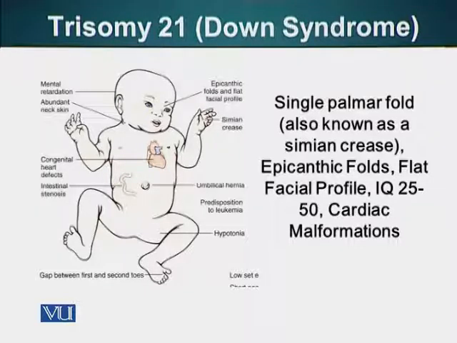These people have epicanthal folds, giving eyes like oriental people, or people of Chinese origin. These people also have a flat facial profile. The IQ of these patients is between 25 and 50. Also, the majority of these patients have cardiac malformations.